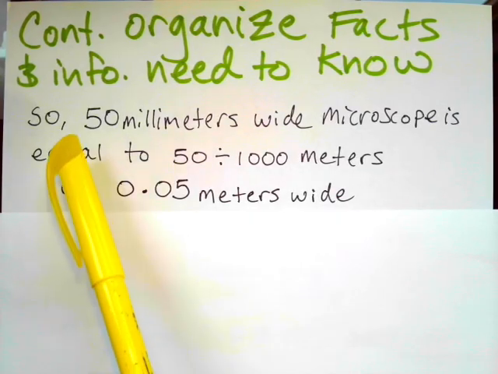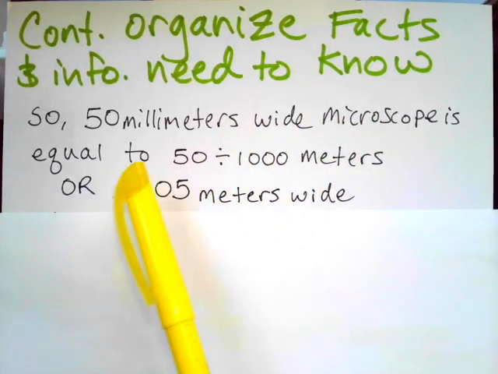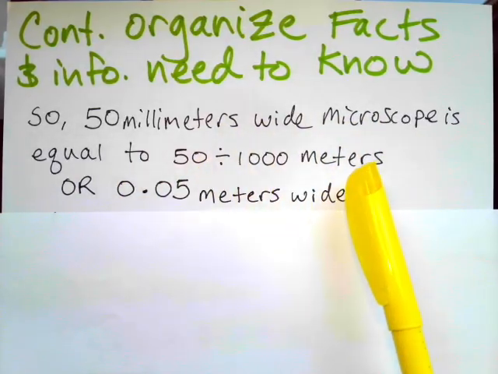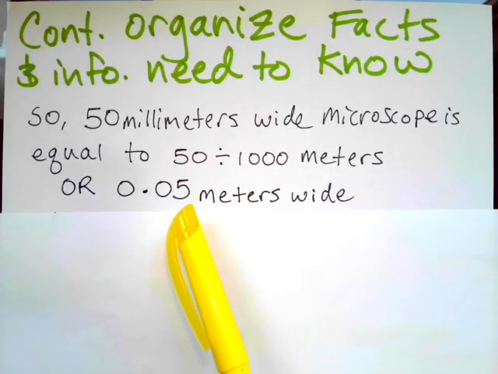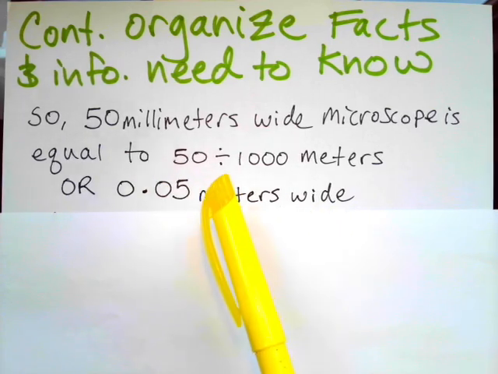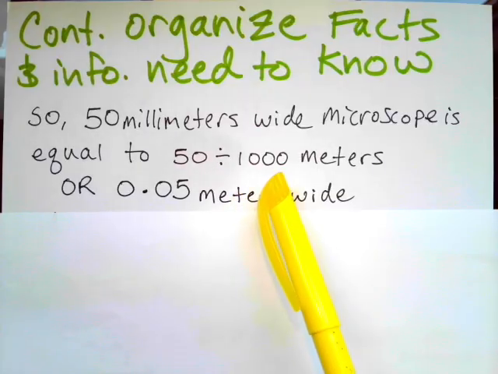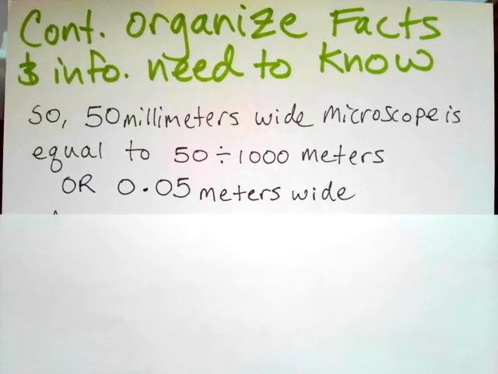So let's pick up where we left off. The 50 millimeters wide microscope is equal to 50 divided by 1000 meters, or 0.05, hundredths of a meter wide. So you punch in your calculator 50 divided by 1000, and you would get 0.05, or 1/100th.